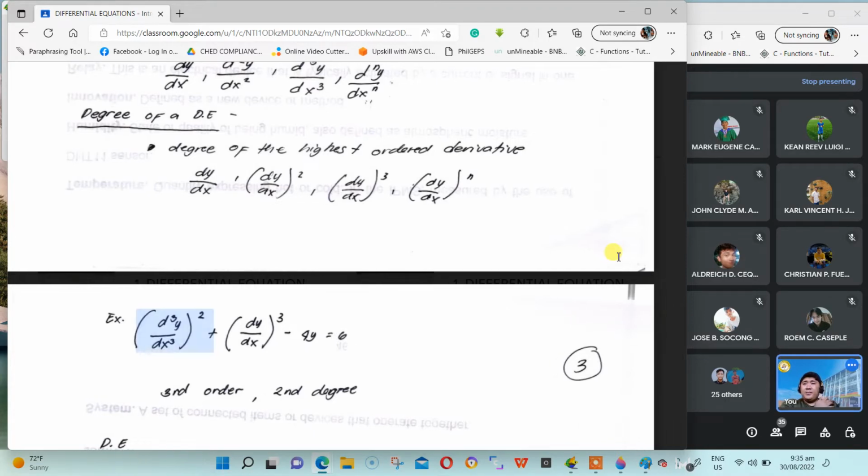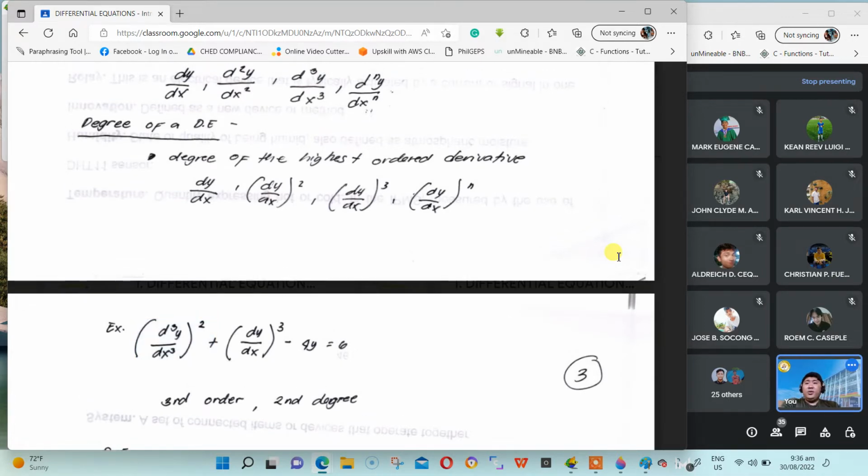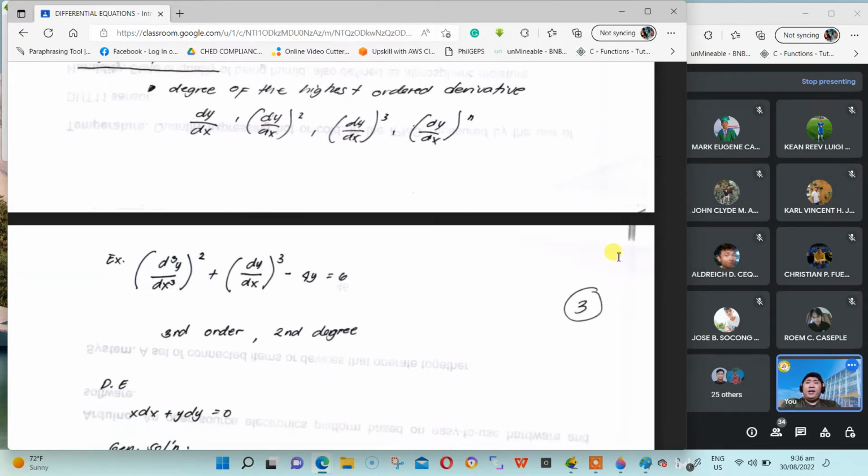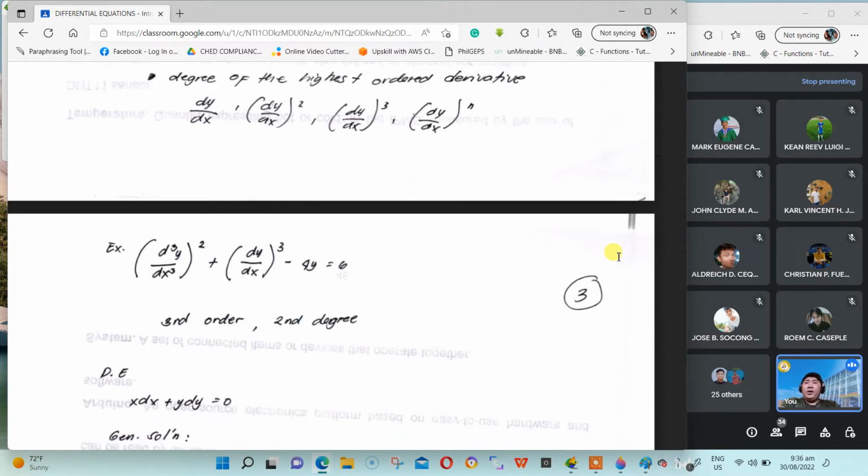Since from all of this, the highest order is 3. d cubed y, so it is the third derivative. So the third order, therefore, the answer is second degree. So the degree will always follow the highest order. Therefore, the order here is third order and second degree for this given differential equation.